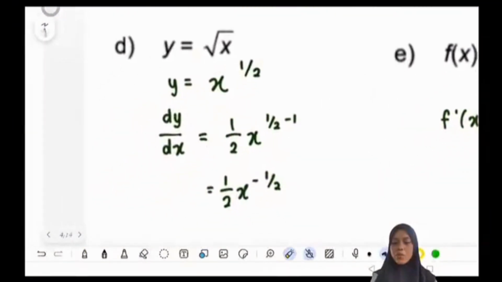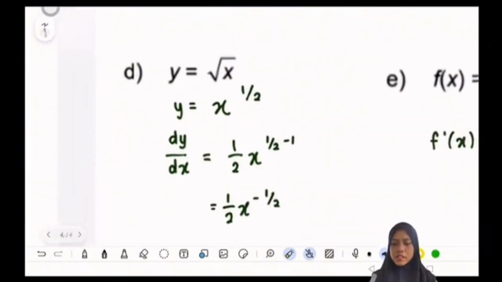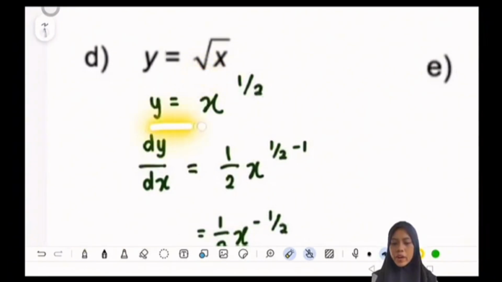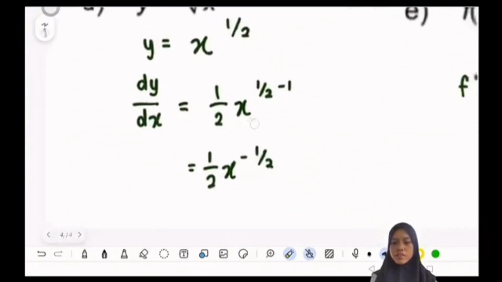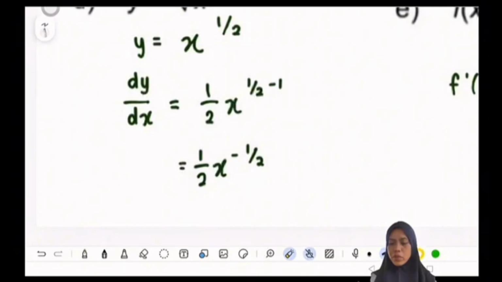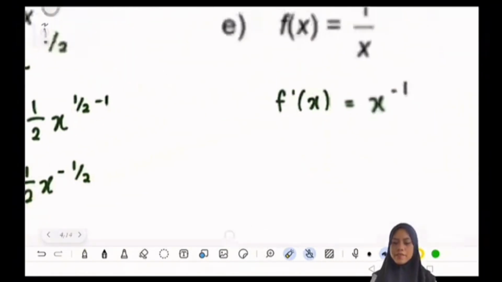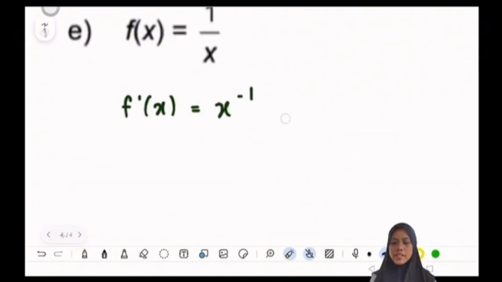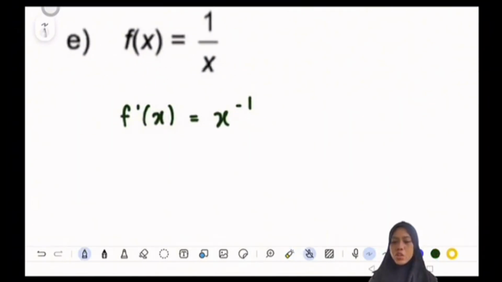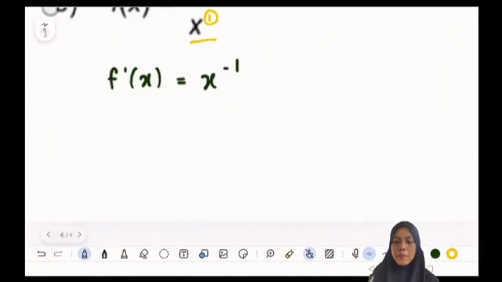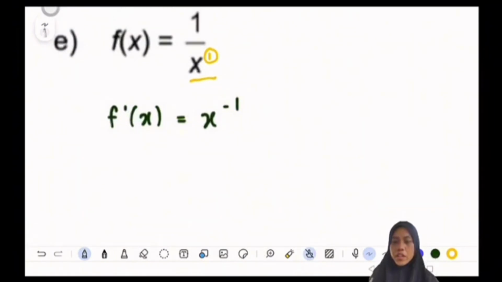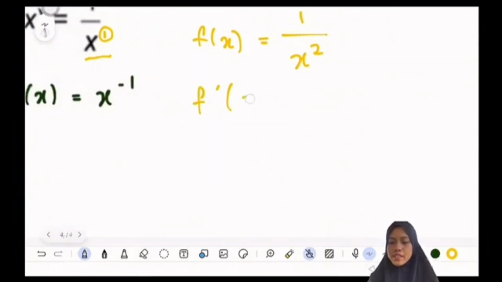Next one, we have y equal to square root of x. Before that, we want to rewrite it as y equal to x to the power of 1/2. Next, dy/dx, we just bring the power to the front, and the power minus 1, and we get the final answer. Next one, f(x) equal to 1 over x. If you want to differentiate it, you look at the power, which is 1. So f prime(x) is equal to negative x to the power of negative 2. What if f(x) equals 1 over x to the power of 2? Then the answer you get is f prime(x) equal to negative 2 x to the power of negative 3.